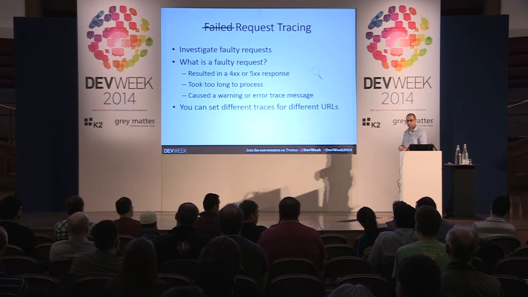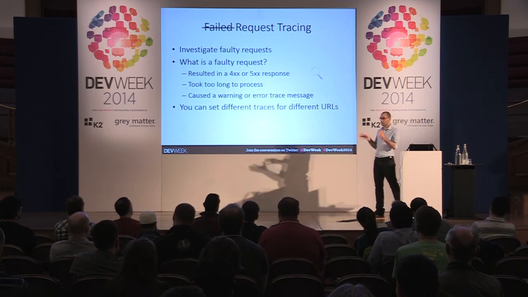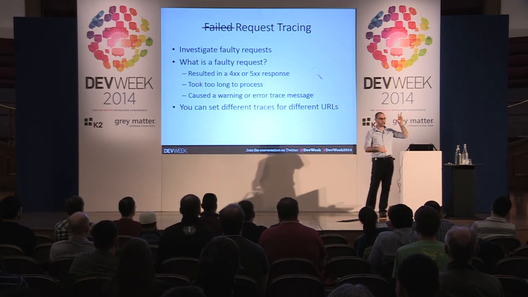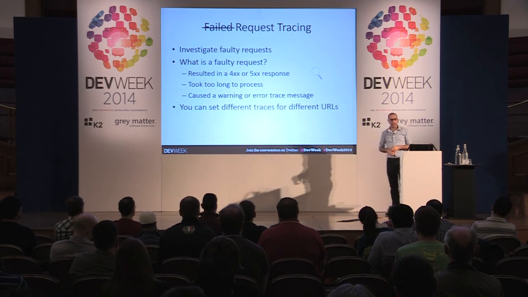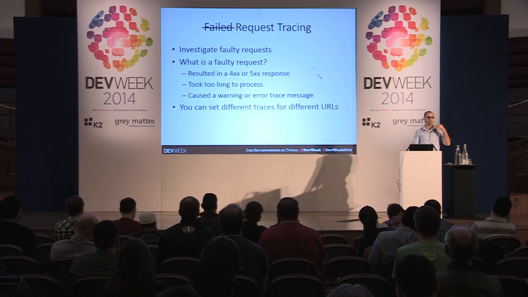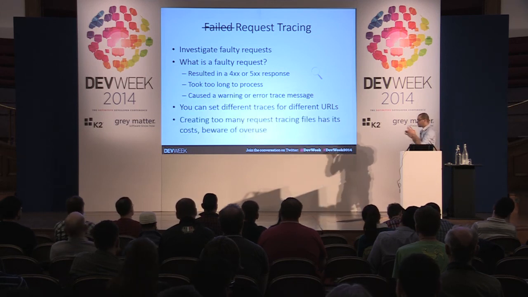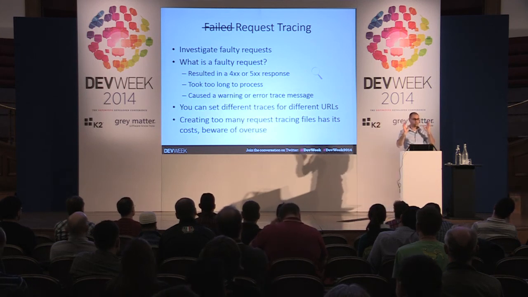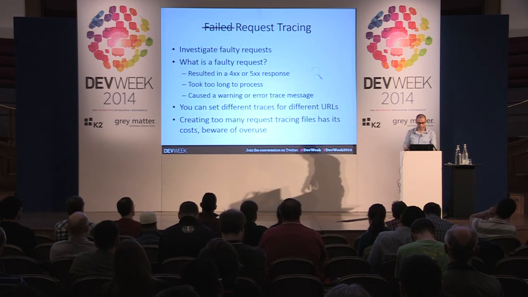Okay, so you can set different traces for different URLs. A specific folder you want to trace 400 messages for, a different folder you trace requests that take too long. You can select different trace levels. For example, you can select to just diagnose the ASP.NET pipeline without the native code pipeline. Just be careful of creating too many requests because it takes a whole lot of space on your hard drive.